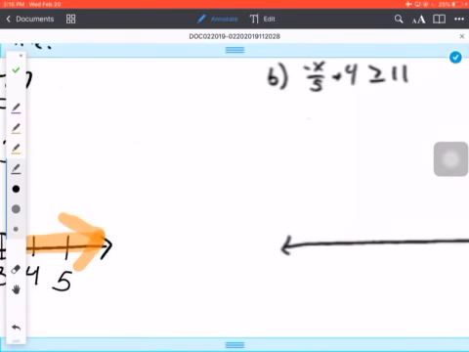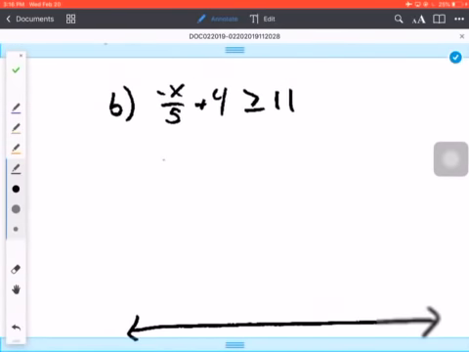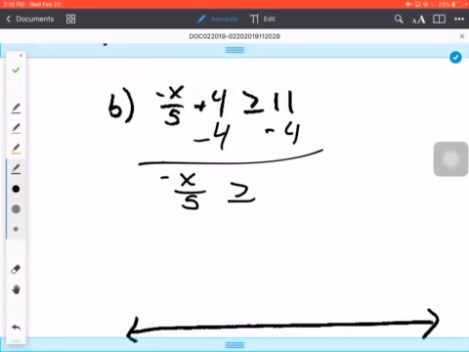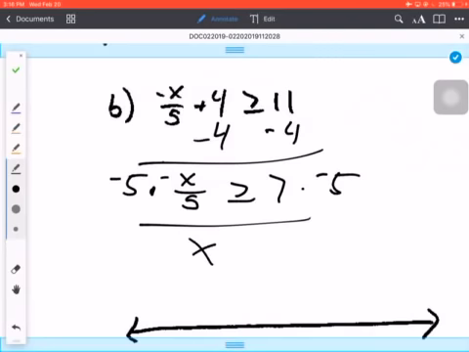And then letter B. Here's a little bit more difficult one, but a similar process. Subtract 4 from both sides. So I'm left with negative x over 5 is greater than or equal to 7. Careful here now, because I dealt with a negative number, but it was with adding and subtracting and not multiplying or dividing. Next step, I want to multiply by negative 5. So I'm left with x, negative 35, and I need to flip the inequality.